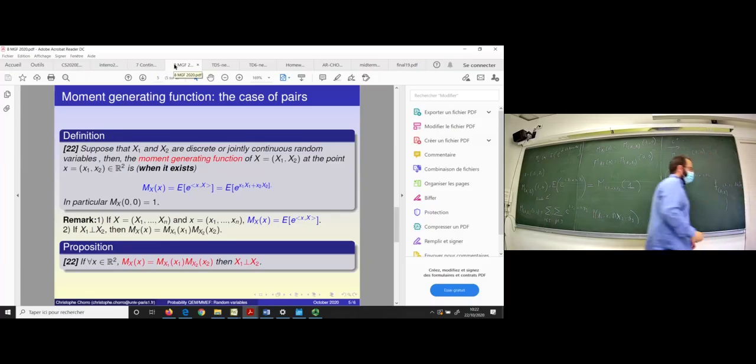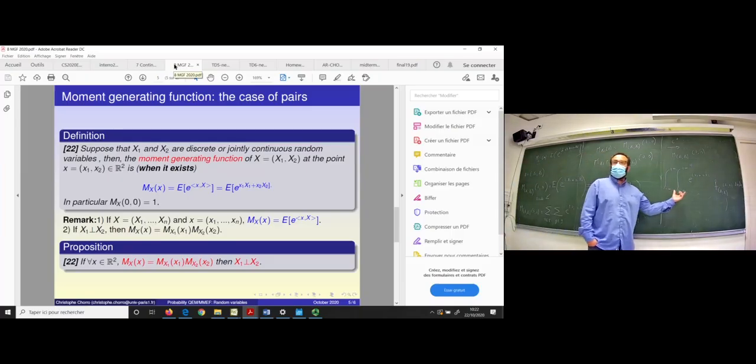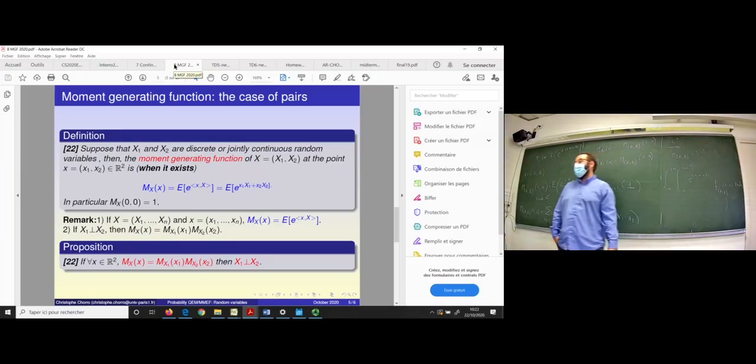So that's why I say that in general it's not that simple to have the moment generating function of a pair, or even of an n-tuple, because I will have to compute multiple sums or multiple integrals. Well, it's possible to do. But you will see that in what we are going to call Gaussian vectors, it will be very easy. Very easy.